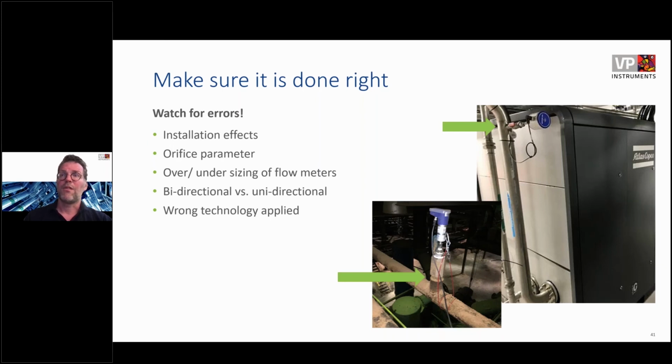This is an example of two flow meters that are not installed properly. Two good brands, you see here a Bico and then a VP Instruments flow meter, but both misapplied. So be sure that you install them properly. In this case, you see a thermal flow meter in the discharge pipe where it can be wet. So that's not a good plan.